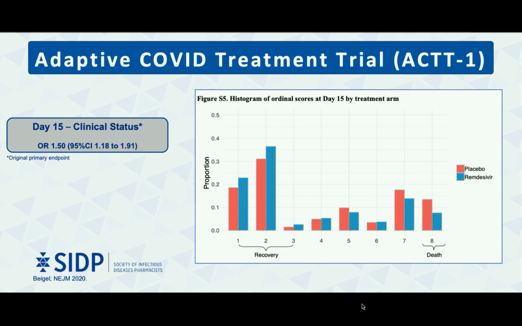Notably, the primary endpoint for this study was initially intended to be clinical improvement on the ordinal scale at day 15. But this was later changed under the advice of trial statisticians, done while they were still blinded to any data for currently enrolled patients. This initial primary endpoint was then changed to a key secondary endpoint, but the results did still show that remdesivir significantly increased the odds of clinical improvement at day 15 with an odds ratio of 1.5 and a confidence interval of 1.18 to 1.91.